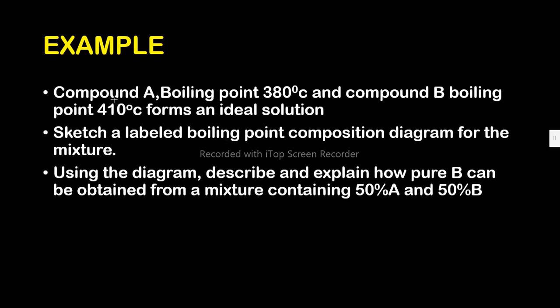They have given you that compound A has this boiling point, and compound B has this boiling point. And A and B form an ideal solution. So you're going to sketch the boiling point composition curve, and then using that curve, describe and explain how pure B can be obtained from a mixture containing 50% A and 50% B. Guys, please do that. It's really good. Okay? You can do it. Trust me.